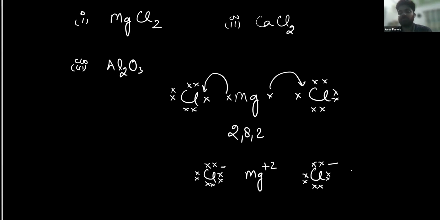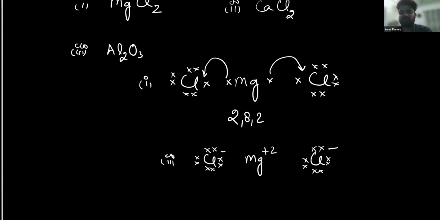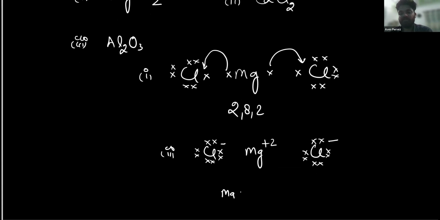So this is the first step, and this is the second step. And the third step is that we have to write Mg 2 positive, and then Cl with 8 electrons, 1, 2, 3, 4, 5, 6, 7, 8, minus 1. And then we have to write here 2. Got it? Yes, sir. Please note it down.